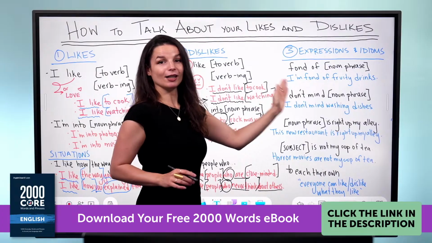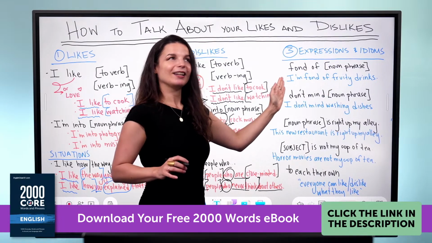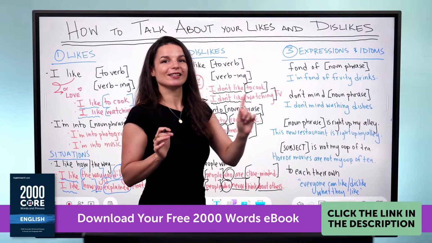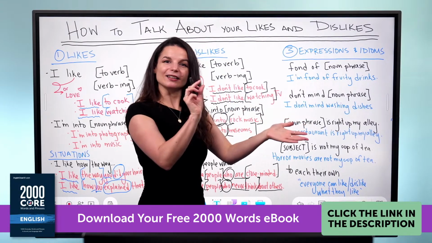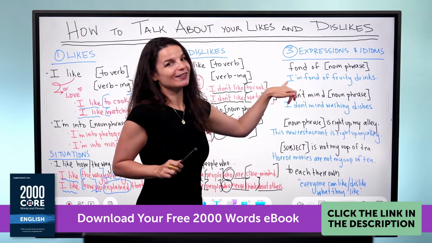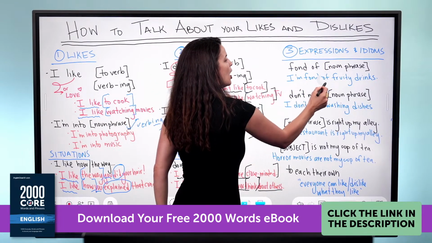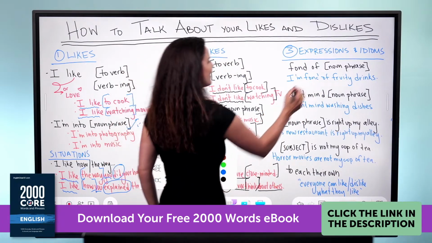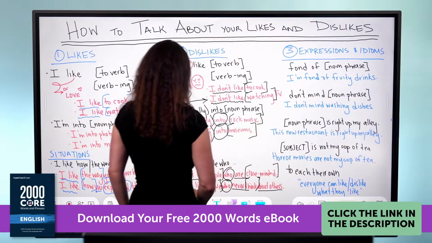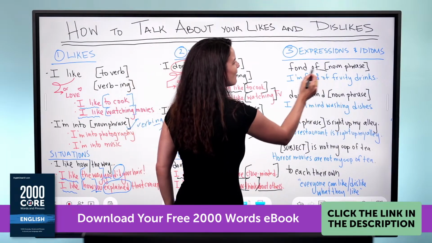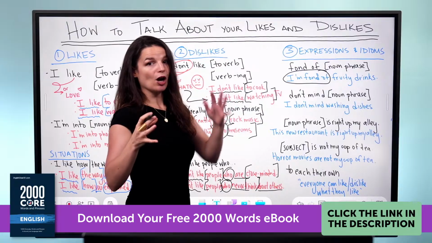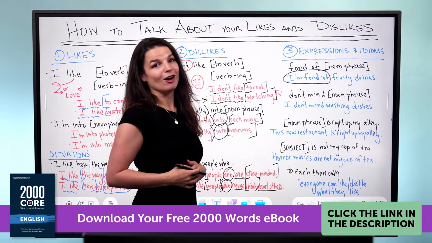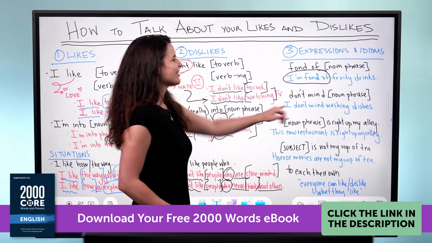First is fond of plus noun phrase. Fond of is a little old-fashioned way to say, I like this thing a little. So, I'm fond of fruity drinks. Sorry everybody, I made a mistake. I'm fond of fruity drinks means I like fruity drinks. So use I'm fond of as a set phrase. I'm fond of dogs. I'm fond of the thing you like. Yeah?